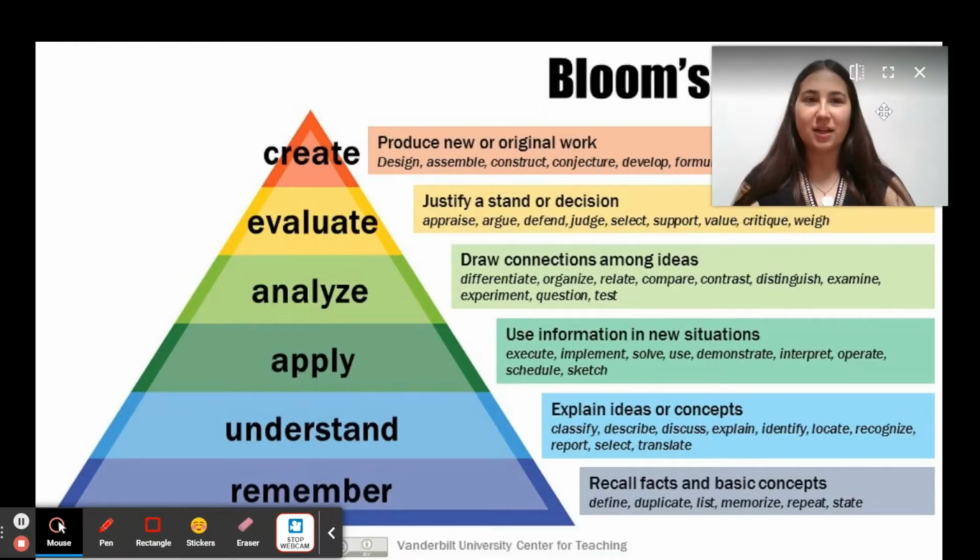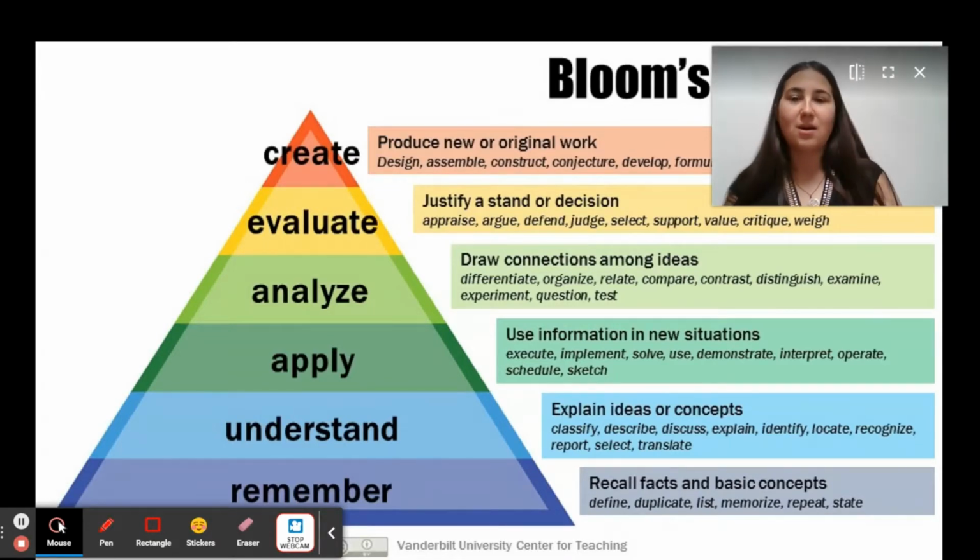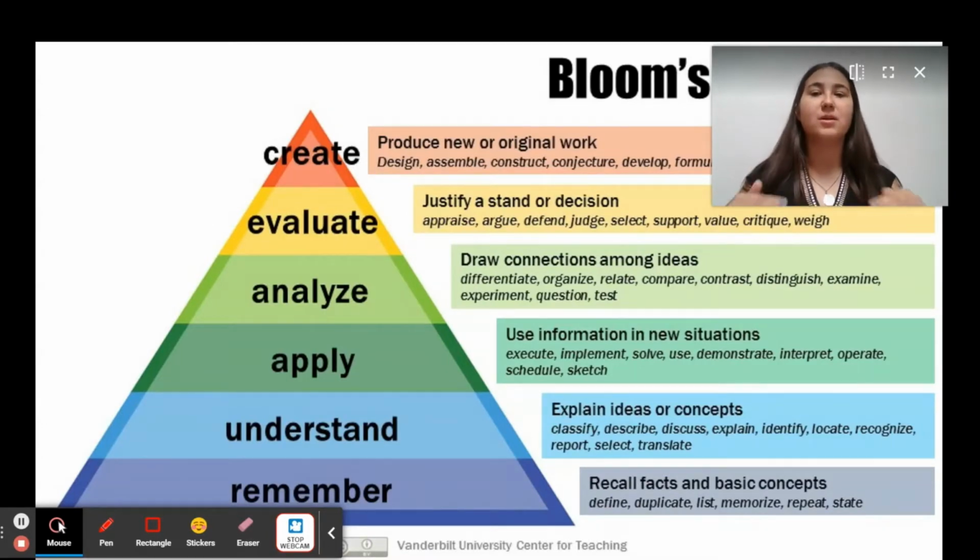I am going to give you a little video introduction to Bloom's taxonomy. So in the lesson already, you've learned about Bloom's taxonomy and the 6 different levels that move from low-level thinking to higher-level thinking. So we have at the very bottom, remember, understand, apply, analyze, evaluate, and create. As you move up the pyramid, you increase the depth of understanding and knowledge.